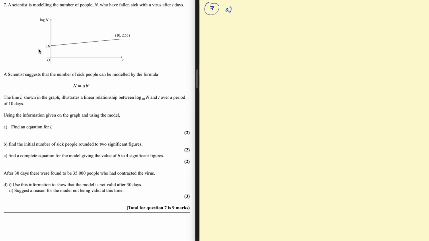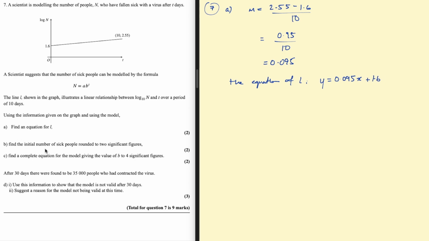Okay, so here we're just finding the equation of a straight line. Pretty simple stuff. We know the y-intercept is 1.6, so we just need to find the gradient. We use the rise over run to get the gradient, so this is going to be 2.55 take 1.6 over the run, which is 10. This is 0.95 divided by 10, which is 0.095. So then we can say that the equation of L will be y equal to 0.095x plus 1.6.